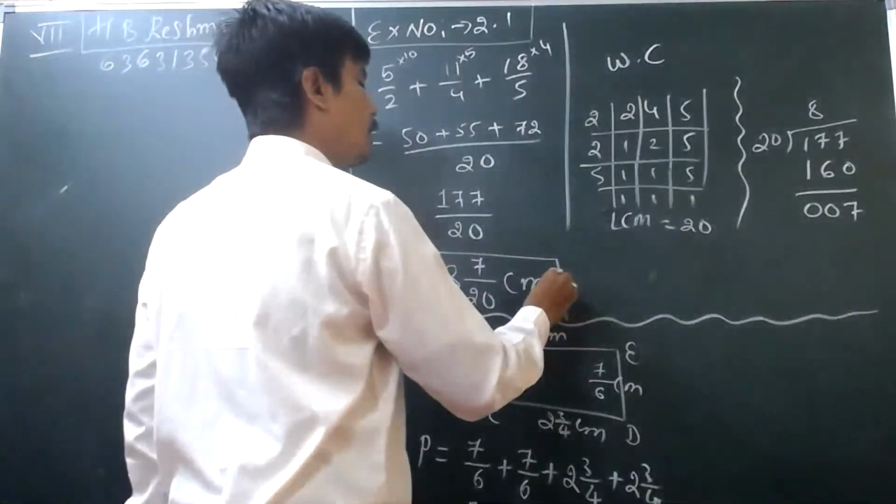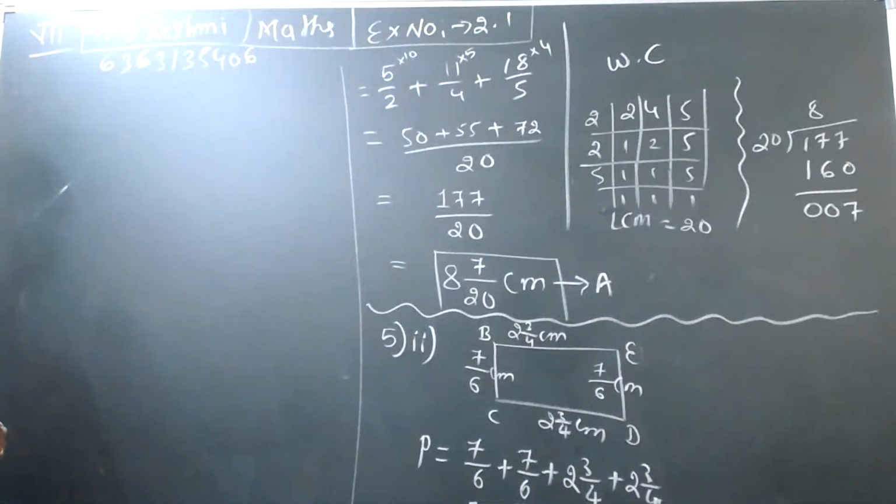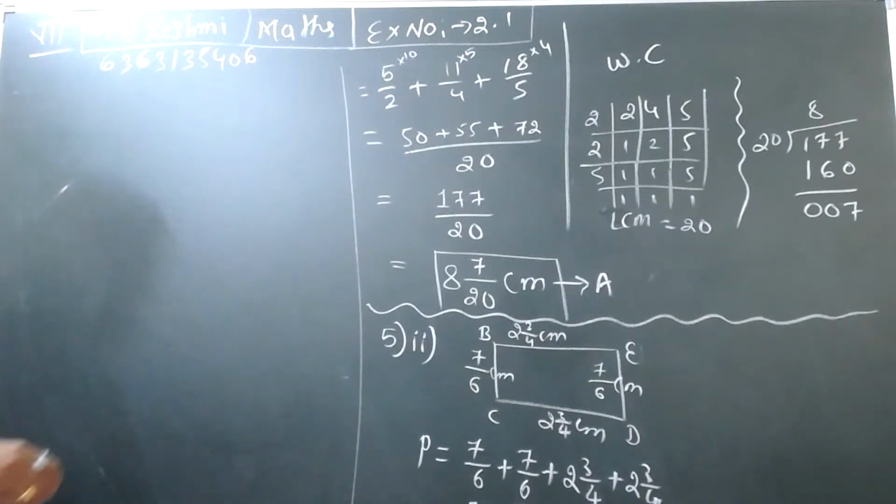For this, I will consider it as A. Later on, I will say why I written it as A. Now, what will be the LCM? LCM for these numbers will be 12.